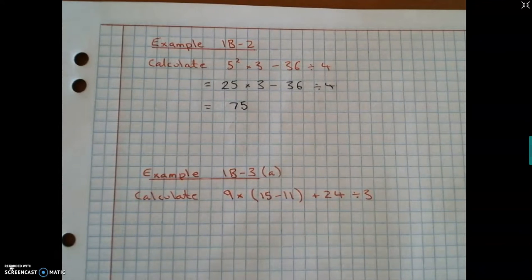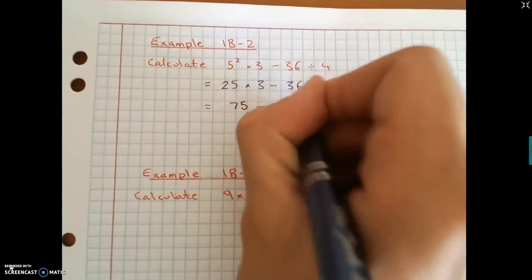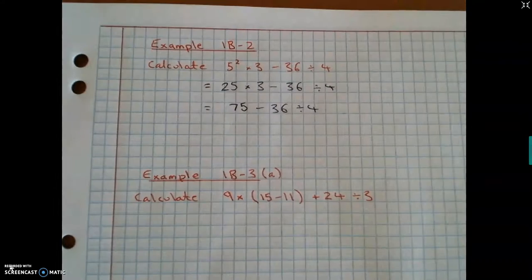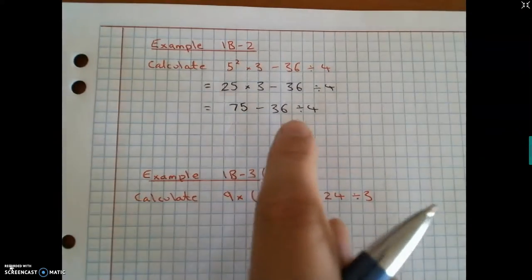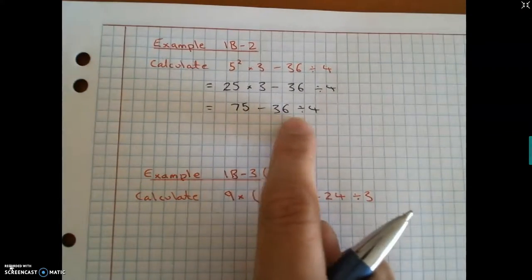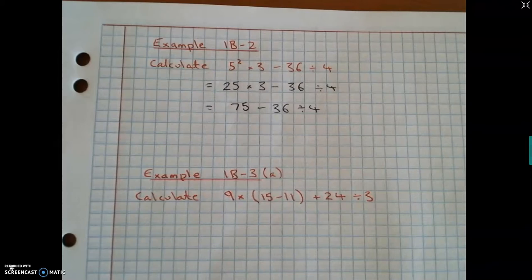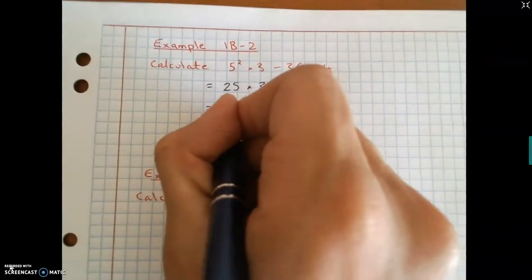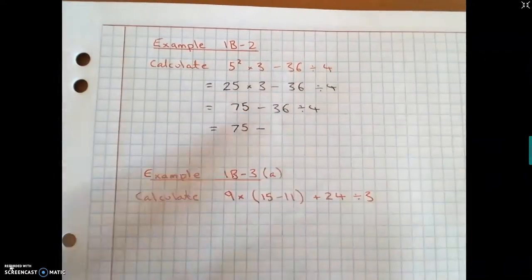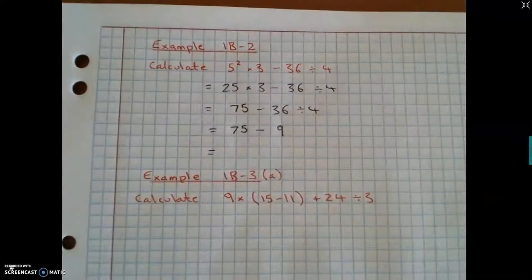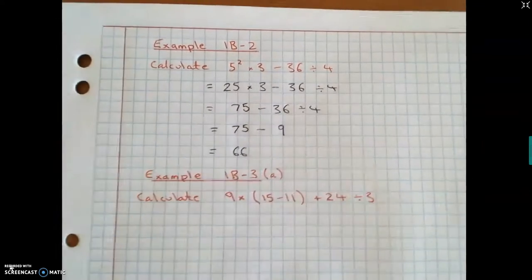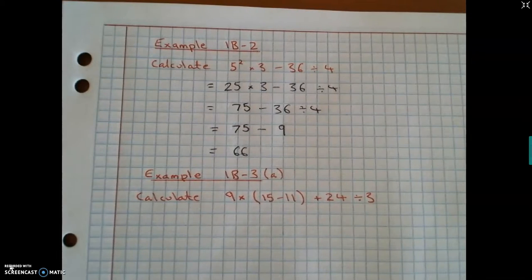As you get more confident with these, you probably could do the division in the same step, but just for simplicity I'll keep it like that. And now we've got a subtraction and a division. The division ranks higher than the subtraction, therefore 36 divided by 4 needs to be done first. So 36 divided by 4 is 9, and our final step, we can go 75 minus 9 gives me 66.